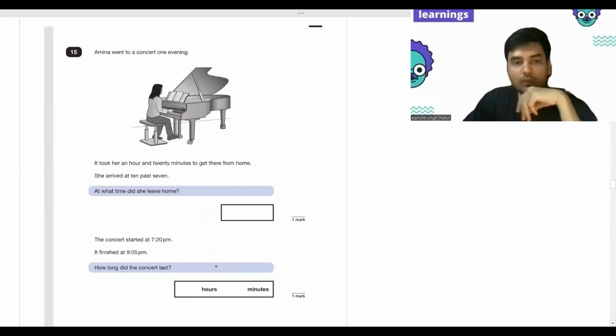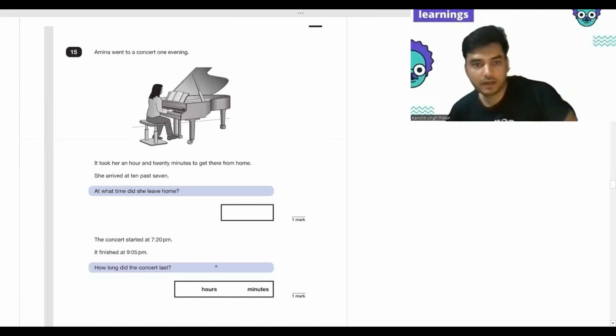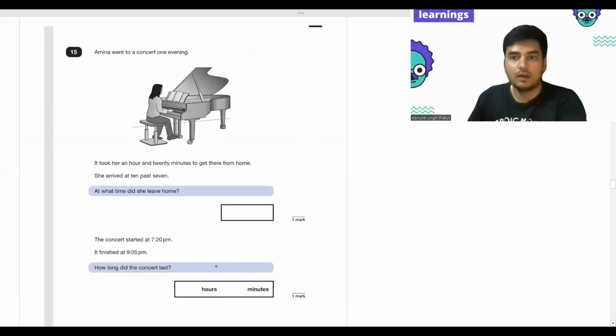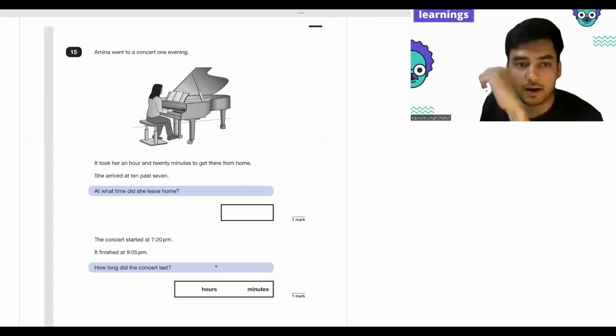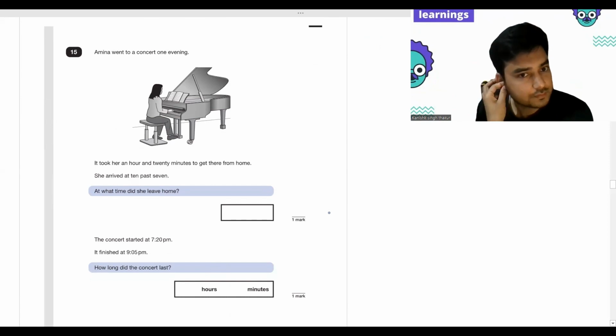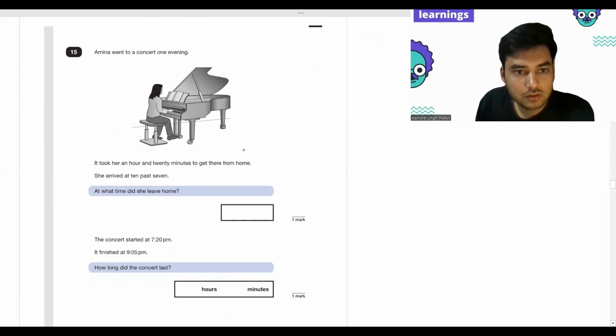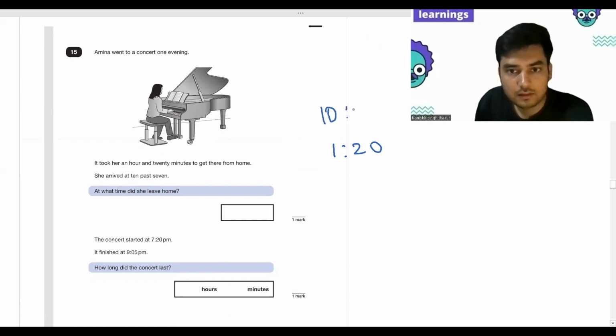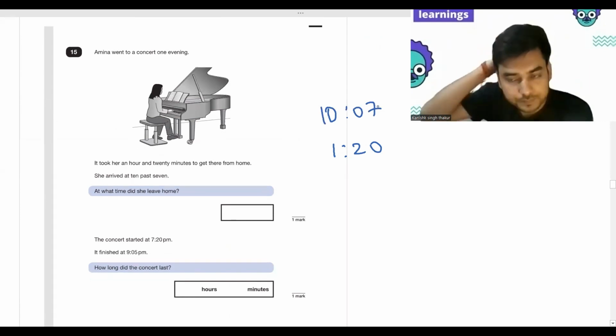Okay. Amina went to a concert in the evening. It took her an hour and 20 minutes to get there from home. She arrived at 10 past 7. Okay. So an hour and 20 minutes, right? It took her to get there from home. She arrived at 10 past 7. Isn't it? At what time did she leave home?